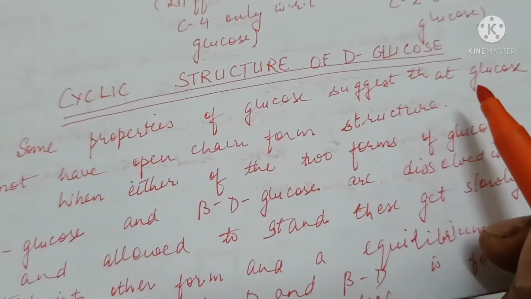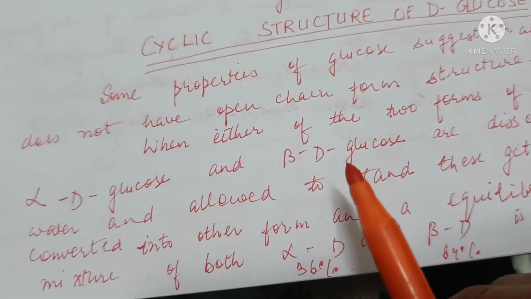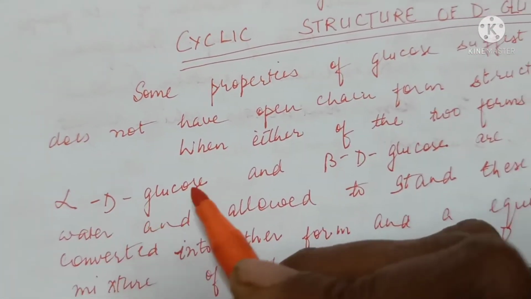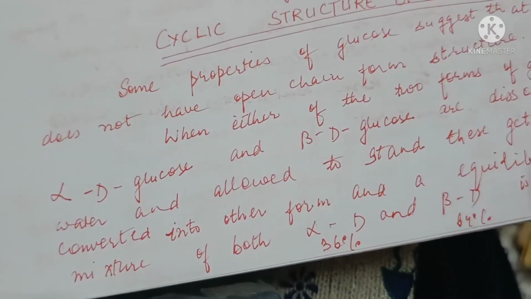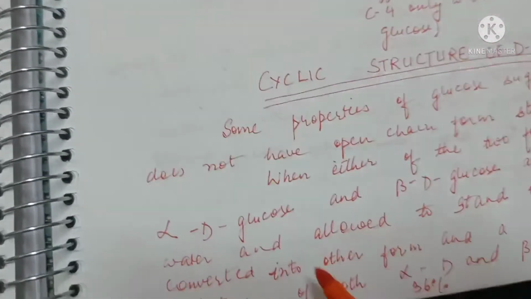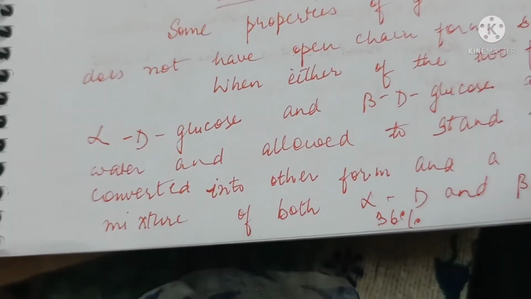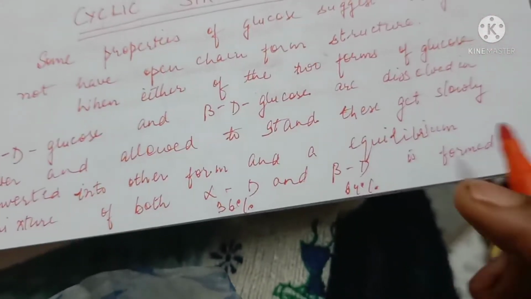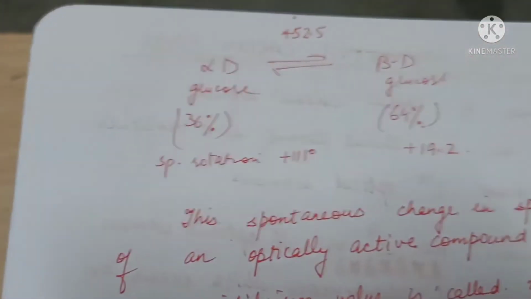Some properties of glucose suggest that glucose does not have an open chain structure. When either of the two forms, alpha D glucose and beta D glucose, is dissolved in water and allowed to stand, it gets converted into the other form. Alpha will change to beta or beta will change to alpha, and form an equilibrium mixture of both alpha D and beta D forms.